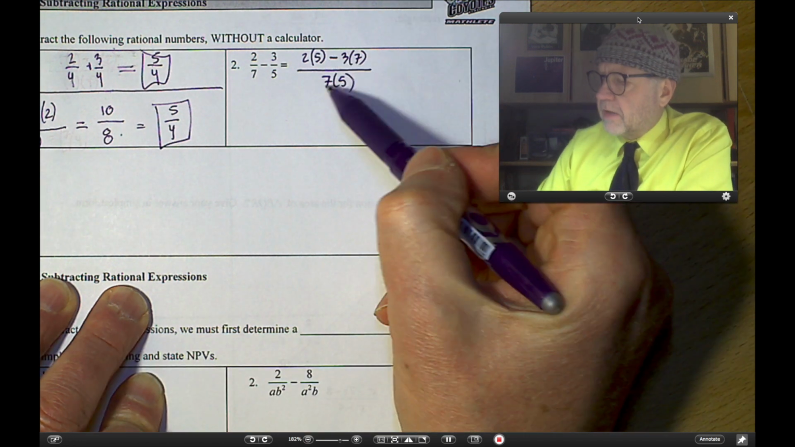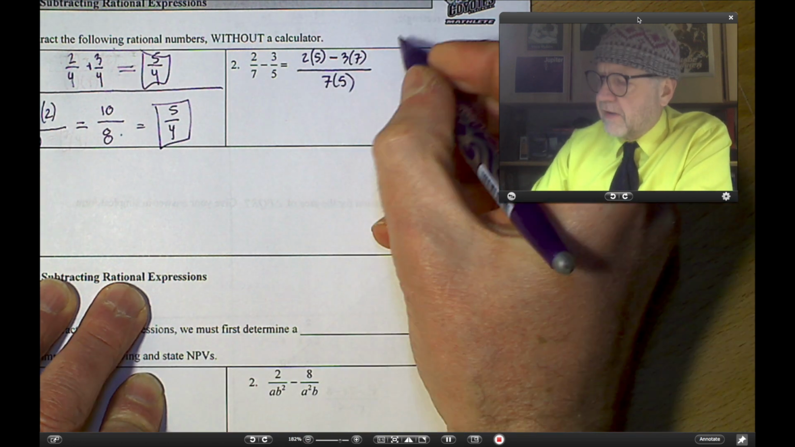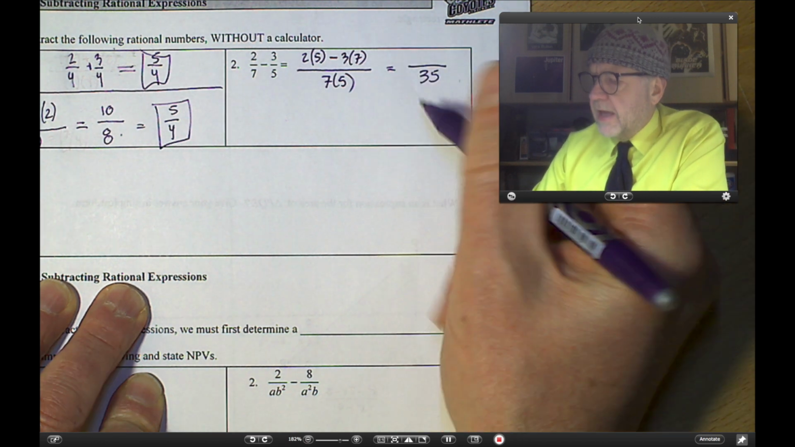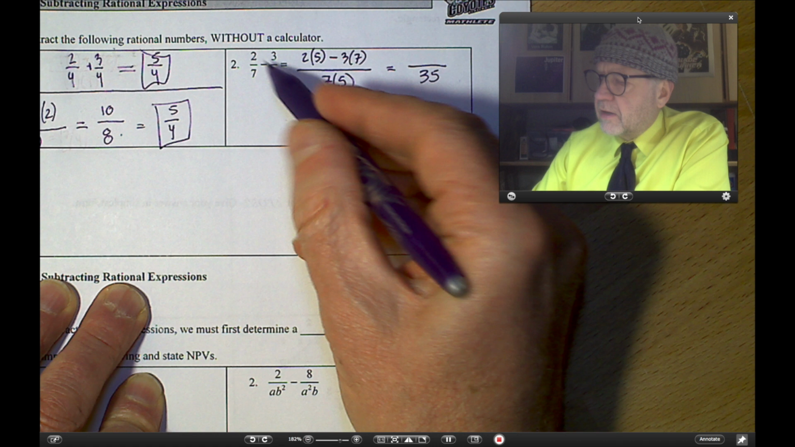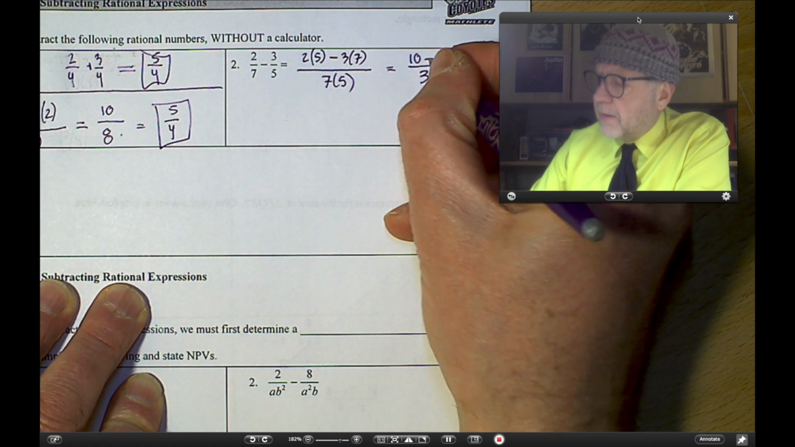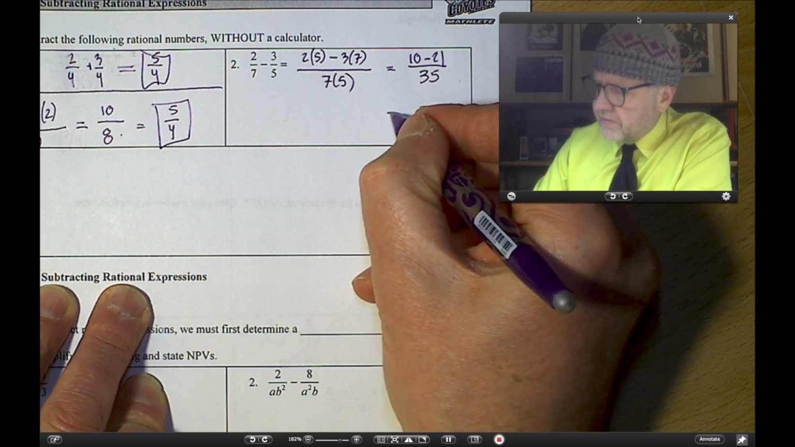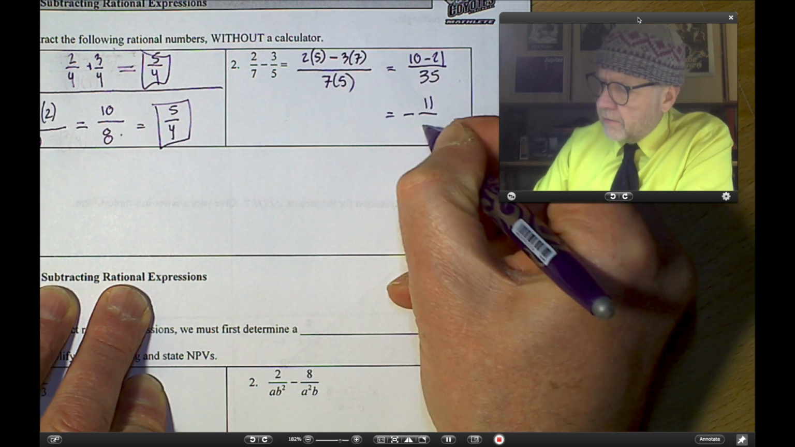So here's the 7 times 5 to get us to 35 in the bottom. Okay. And on the top, we're going to get 2 times 5, which is 10, minus 3 times 7, which is 21. And we are going to get out of this mess negative 11/35.